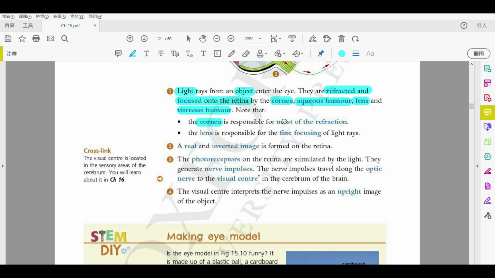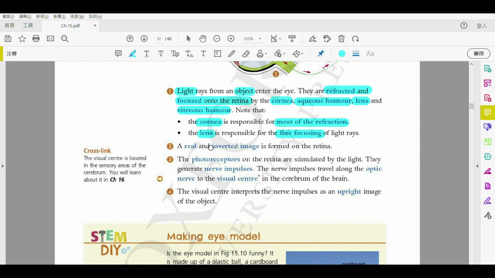Cornea carries out most of the refraction. And then the lens carries most of the rest of the refraction. So it says that it's for fine focusing. So for like data, cornea carries out like 90% of the refraction and the lens carries out the remaining 10%. So therefore it's related to the fine focusing. 係好仔細嘅一個聚焦啦. Alright? So now the light is focused and refracted on the retina.